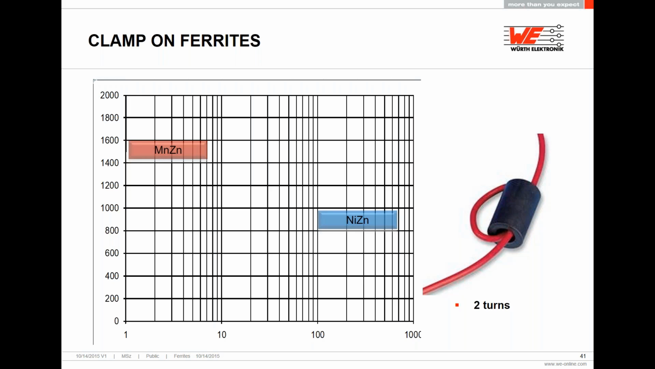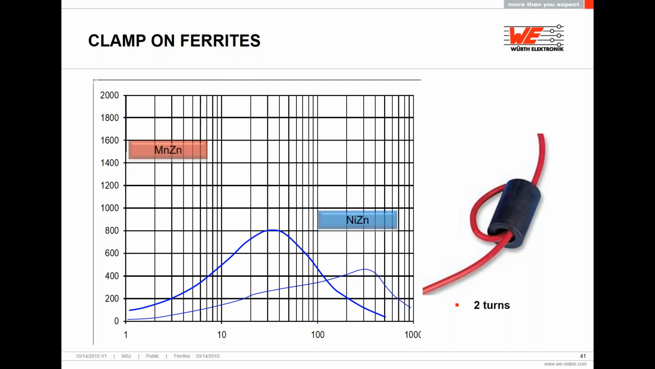So our clamp-on ferrites are made from two materials. We have manganese zinc and we have nickel zinc. The blue line right here represents the nickel zinc parts. This is the impedance curve that we can get from this clamp-on ferrite with only one turn. As we can notice, its impedance is actually not very high.